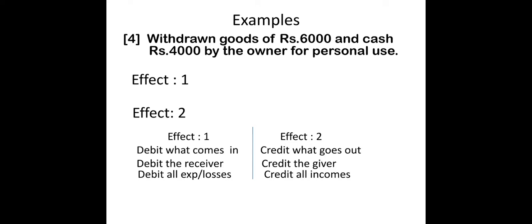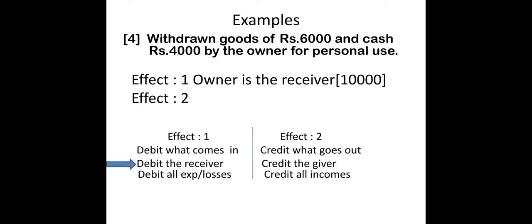Okay, so in effect number 1, we have only one choice because owner is the receiver. Okay, in effect number 1 there will be only one sentence, owner is the receiver. Okay, and what he is receiving? He is receiving goods and cash, both the things, and the total of both of them becomes 10,000. Okay, so total is 10,000, students. So we can write 10,000 in effect number 1. Owner is the receiver.